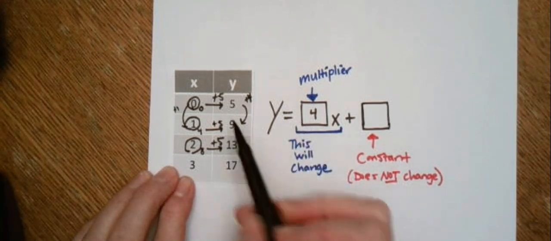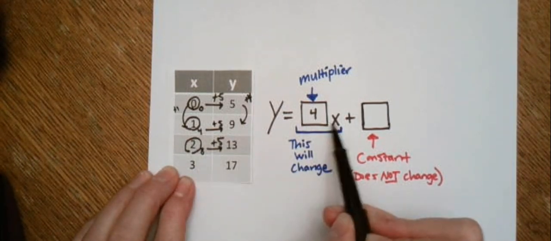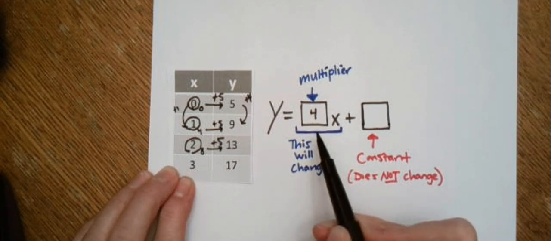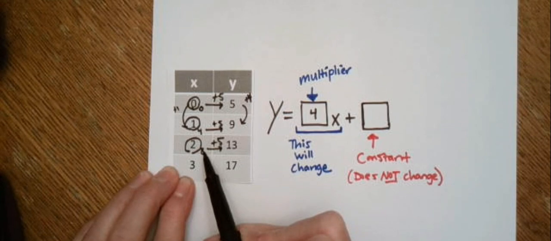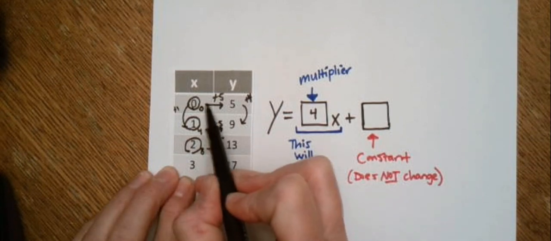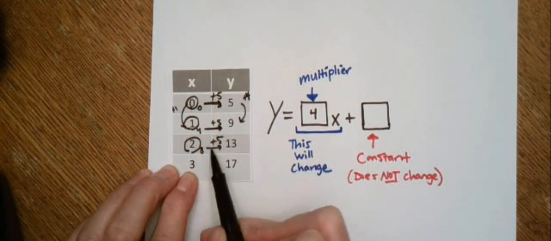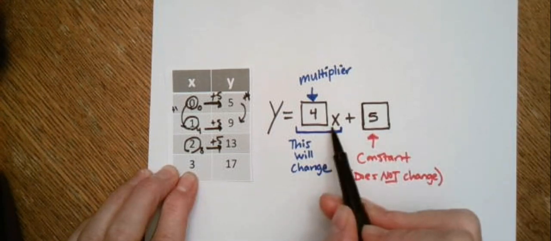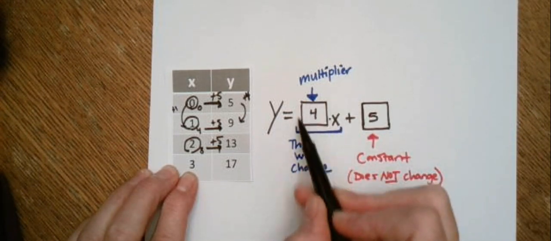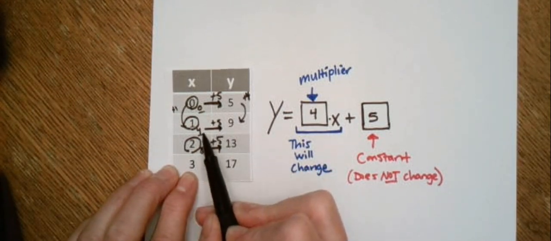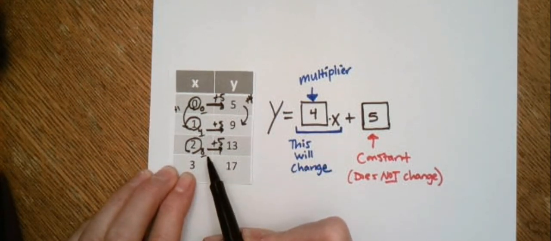When I take each of these X values and multiply them by 4, it constantly changes. This amount changes, doesn't it? Here I have a 0, here I have a 4, here I have an 8. That's going to change. But what always remains constant is the number that you're adding or subtracting. So I'm adding 5 here, I'm adding 5 here, I'm adding 5 here. That's my constant. That does not change. But this amount, my multiplier, when I multiply 4 by X, that's going to change every single time. And we saw that happening.